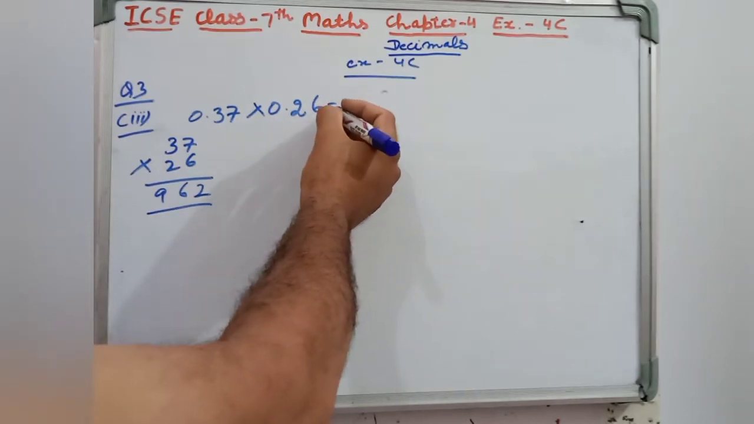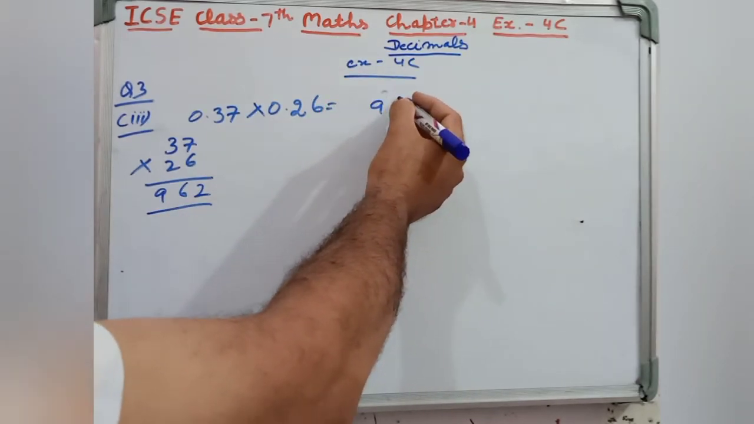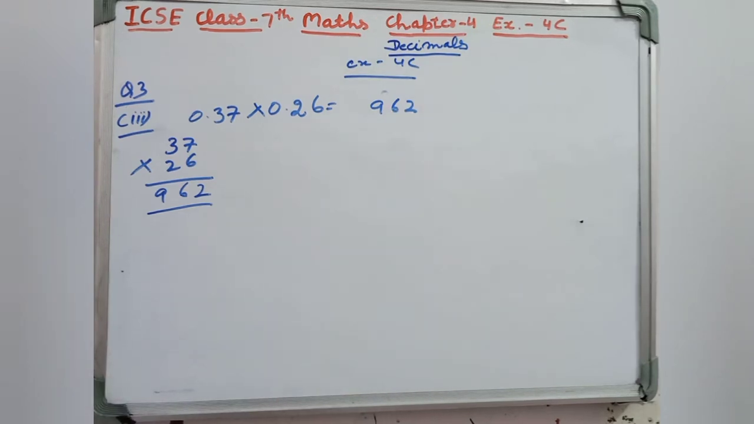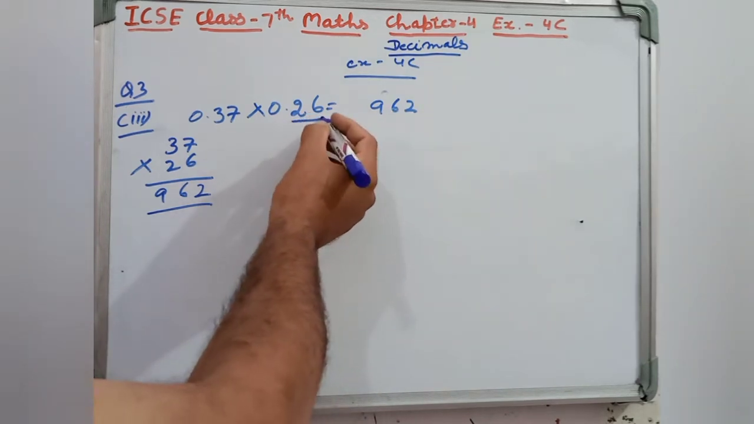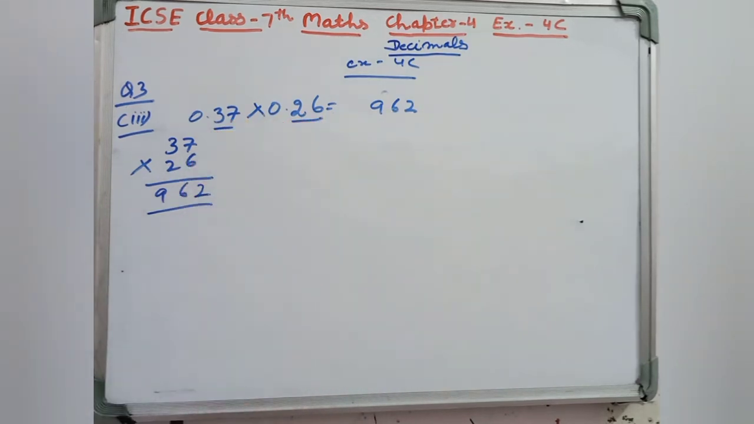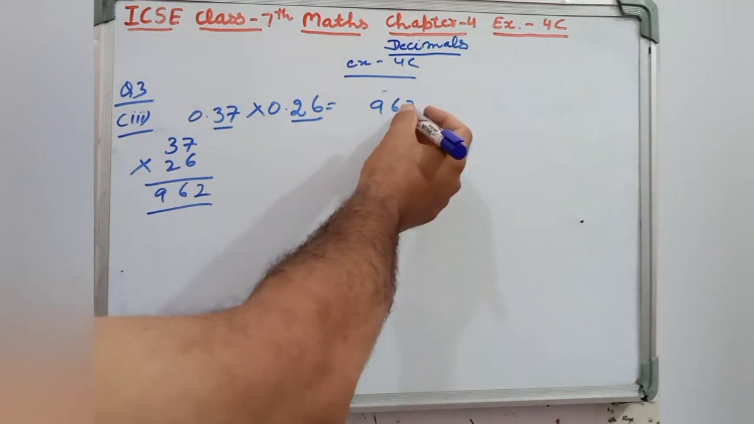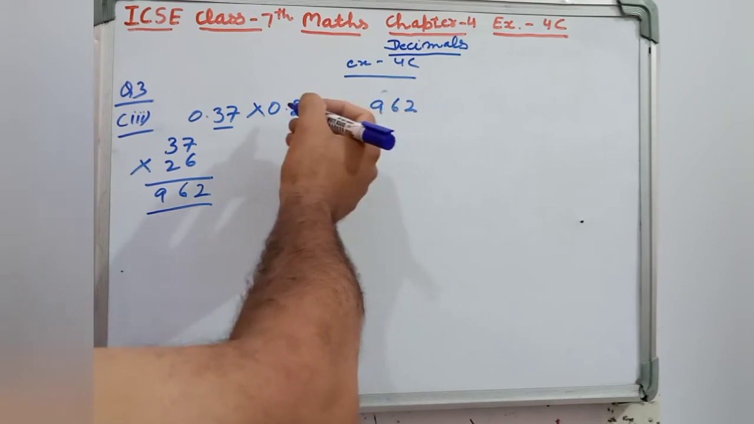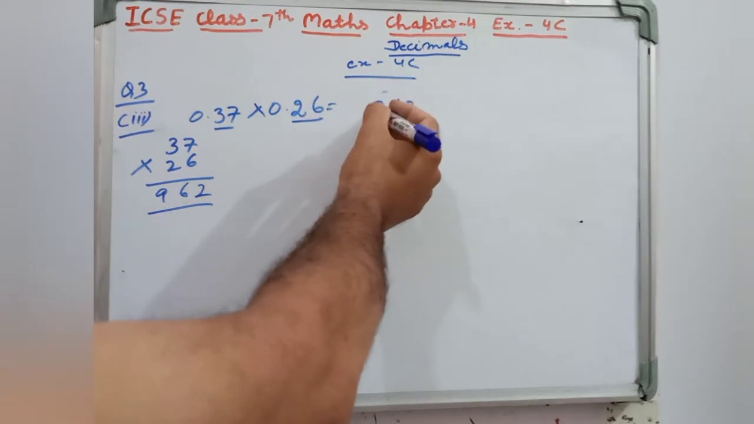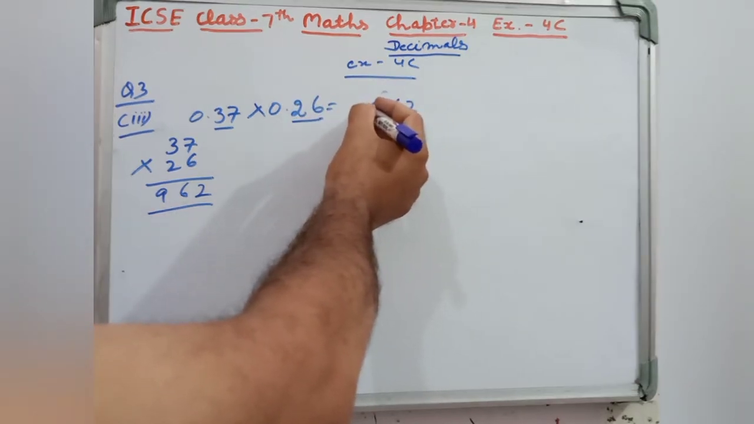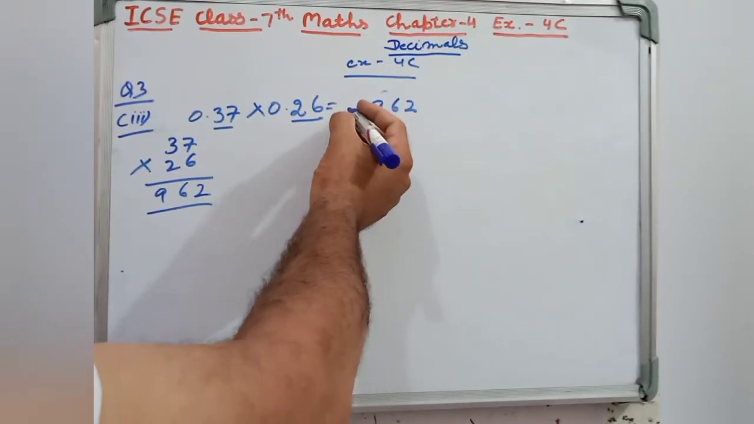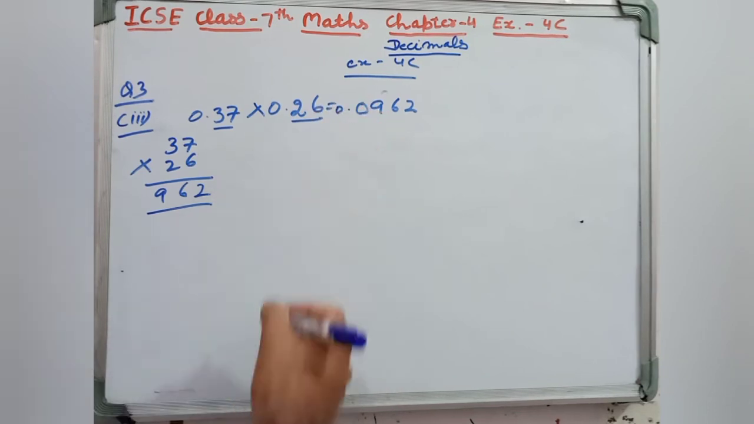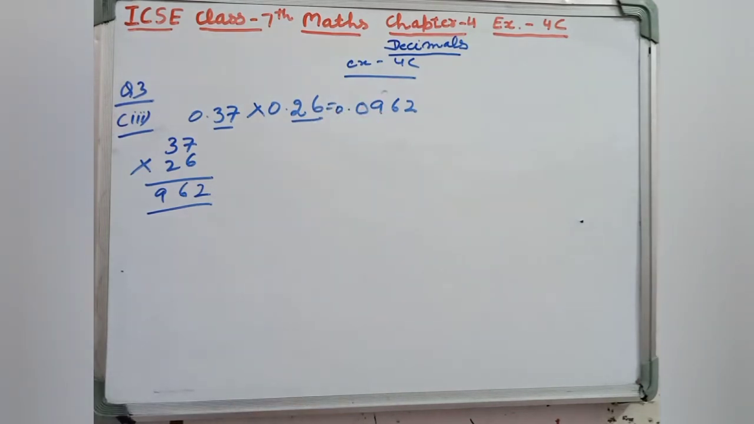So our answer is 962. Now decimal places counting. 2 decimal places here, 2 decimal places here, 4. But we have 3 in the answer. We will put the decimal from right to left, 1, 2, 3. So we will fulfill our 4th decimal place by putting 0 here and the decimal here. Our answer will become 0.0962. Right?